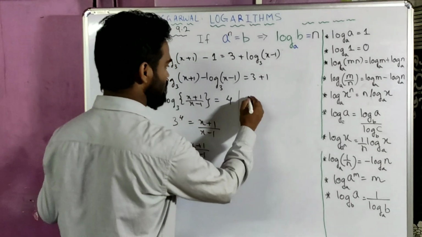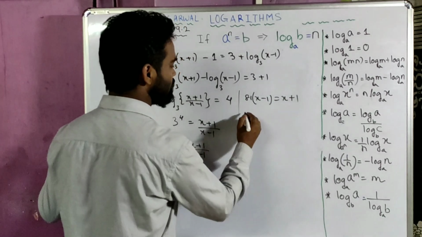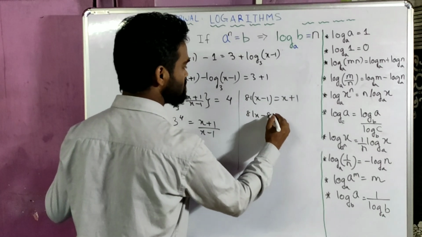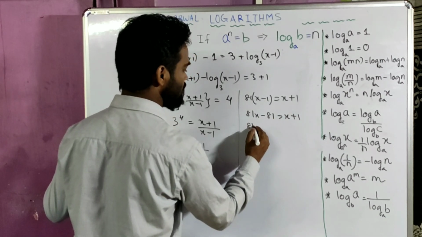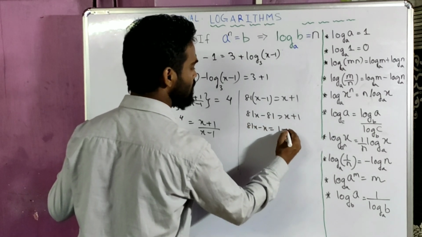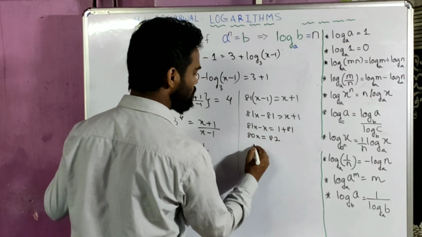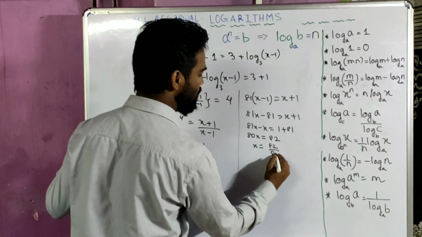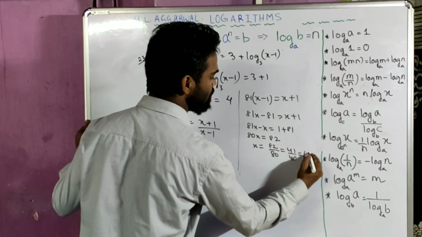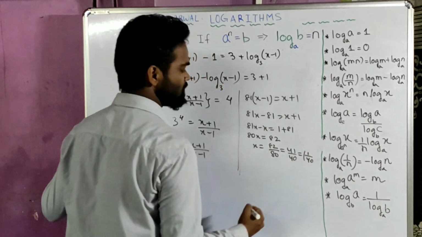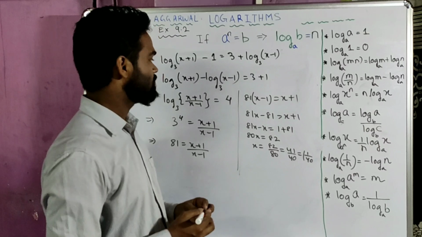Now look carefully. This is 81 equals x plus 1 by x minus 1. So this becomes 81 multiplied by x minus 1 equals x plus 1, which means 81x minus 81 equals x plus 1. Clear? Which means 81x minus x equals 1 plus 81, which is 80x equals 82, which means x equals 82 by 80, which is 41 by 40, which is 1 and 1 by 40. Clear? So this is your answer. Now we look at the next sum.